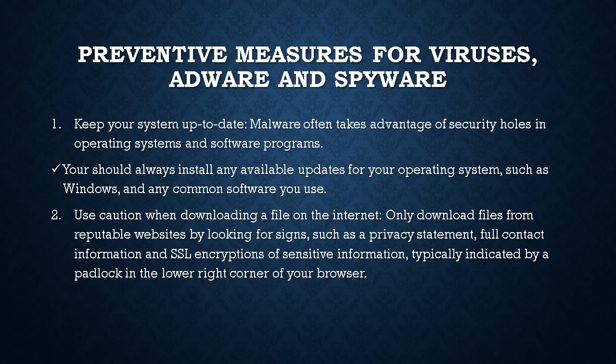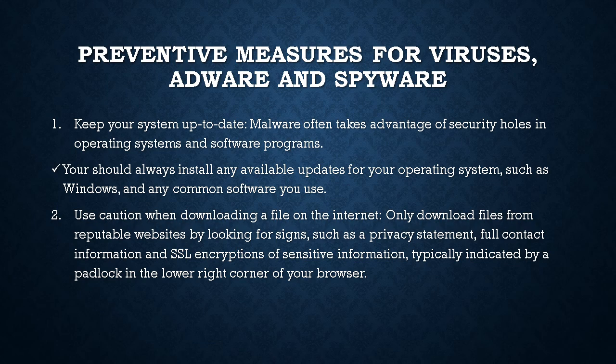You should always install any available updates for your operating system, such as Windows, and any common software you use. Now, if you're using the Windows operating system, every now and then you can see updates on Windows. If you see any updates on the Windows operating system, then you need to update automatically so that it will secure your computer system.